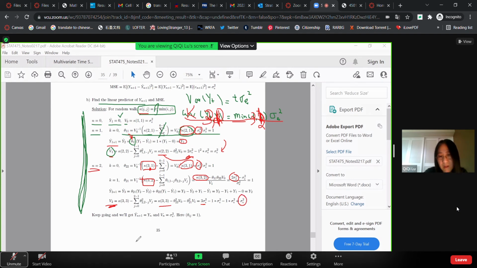So you just keep doing this. So we get a y n plus 1 hat. So this is the last observation. And then Vn is, the same, just sigma E squared. So in this case, the linear predictor by the innovations algorithm is the same as the conditional expectation predictor for this random walk. Questions?